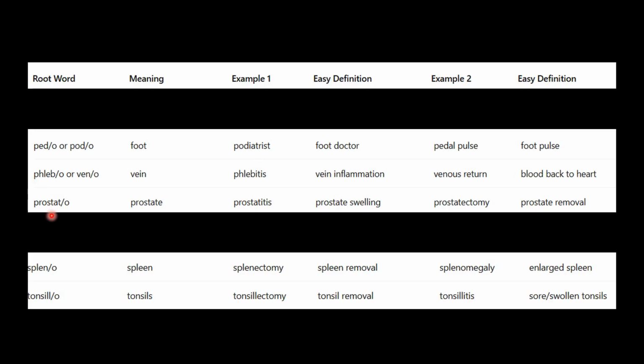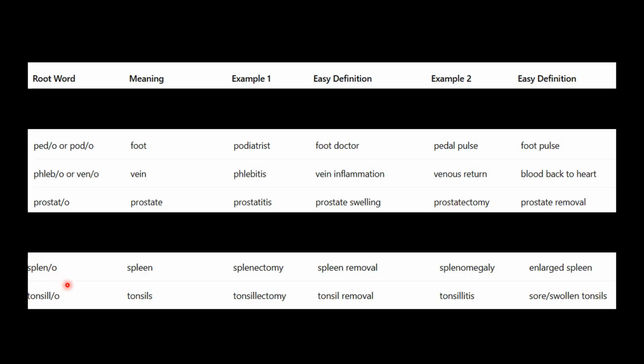Next we have prostate or prostato, that is denoting the prostate. For example, prostatitis. Prostatitis means prostate swelling. Similarly, we have prostatectomy. Prostatectomy means prostate removal. So for any medical reason, if the prostate is removed, then this is known as prostatectomy.